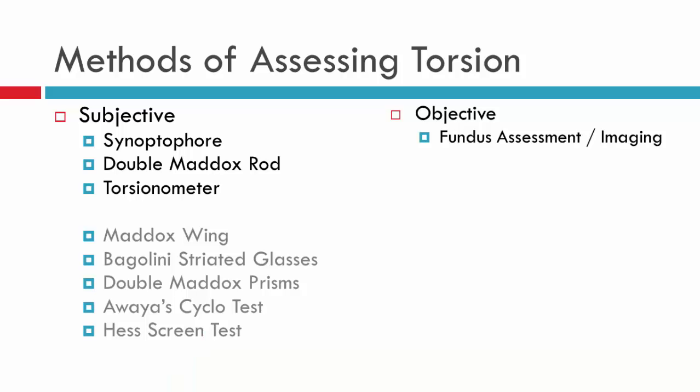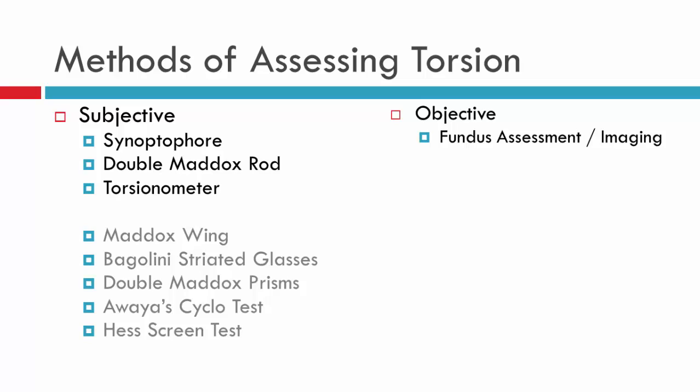In this video, we'll be discussing the various investigations you can utilise to measure torsion. There are a number of tests that you can use to measure torsion, and we divide them into two types, subjective and objective. The subjective tests rely on the patient to give you information about the torsion, and obviously the objective does not rely on patient reporting, and you will objectively identify the amount of torsion present.